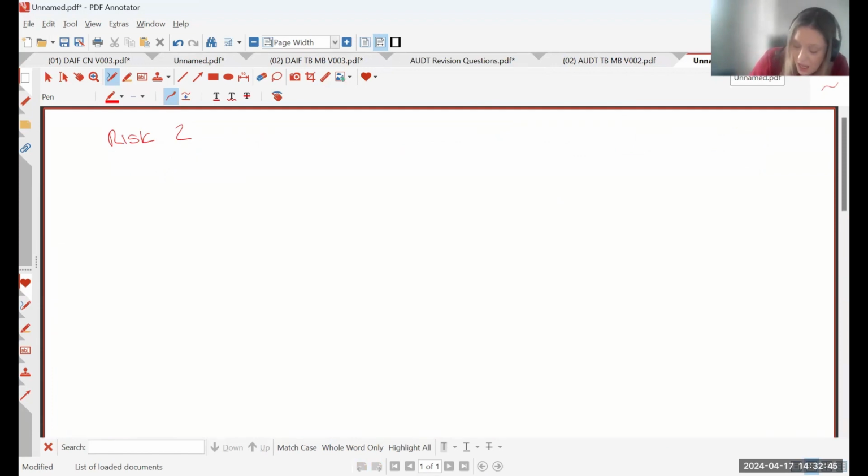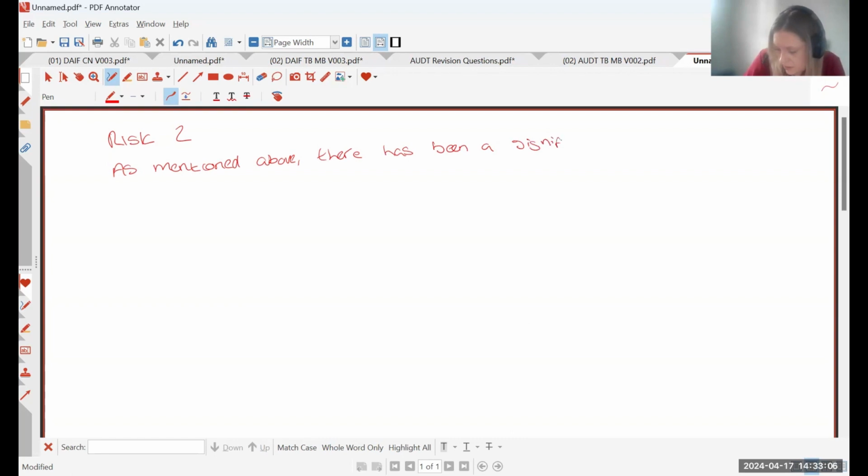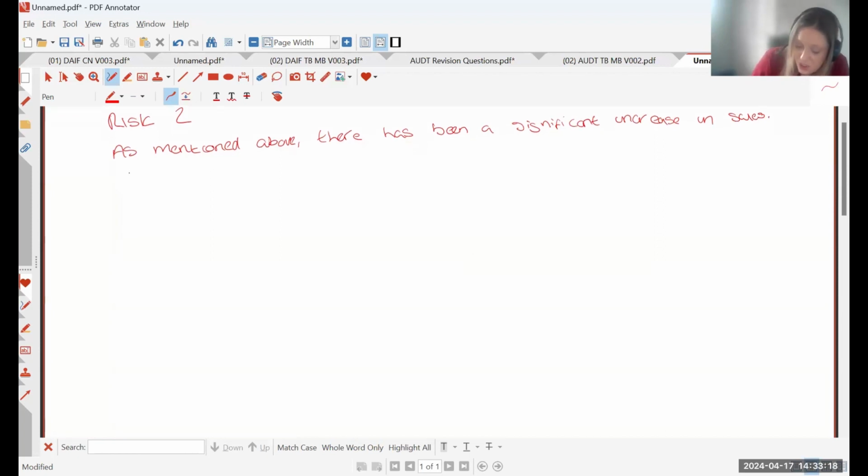So as mentioned above, there's been a significant increase in sales. And this could be due to sales being included in the wrong period. Also known as cut-off errors.